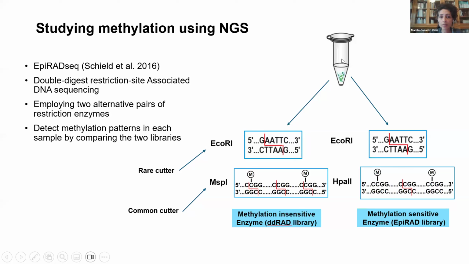It means that we prepare a library for each sample two times, once using EcoRI and MspI, and once with EcoRI and HpaII, because MspI is insensitive to methylation. It means that it cuts the DNA and doesn't care about the methylated site in the DNA, but HpaII is sensitive to methylation. It means that it doesn't cut the DNA if it is methylated. Then the sequences that come from these two libraries, we compare them together to find the methylation pattern and detect the amount of methylation.